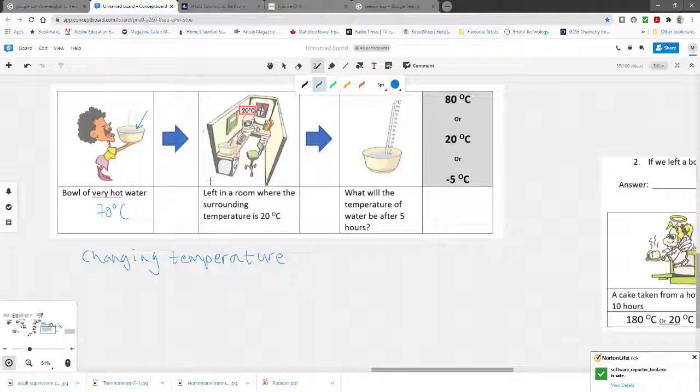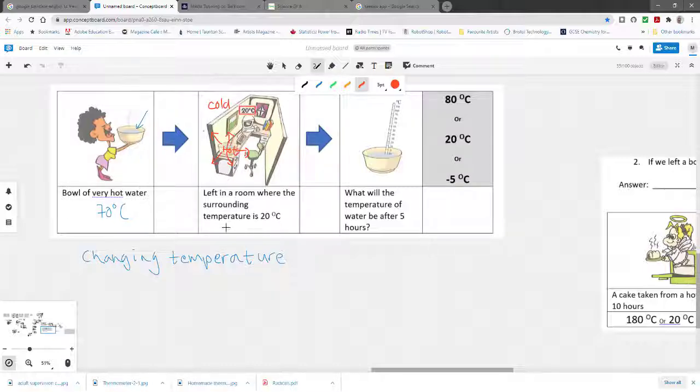So she takes the bowl and leaves it in a room where the surrounding temperature is 20 degrees Celsius, which means the room is 20 degrees Celsius. We spoke about this last week. We said this is cold in comparison to this, and this is hot. So what's going to happen is the temperature is going to decrease. It's going to become less.